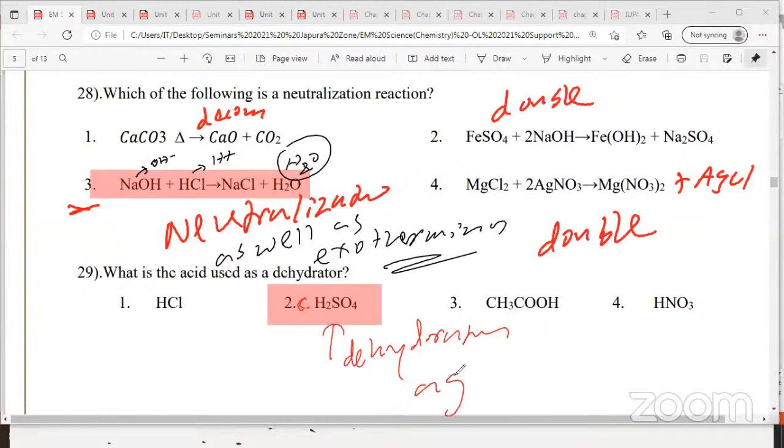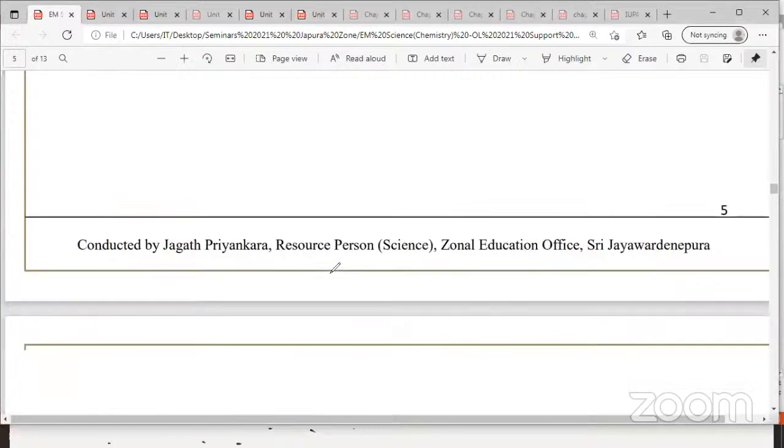If battery acid contacts your skin, you get burned. And if you put some battery acid into sugar or glucose, it becomes like black powder because of removal of water. Only carbon will be left. Hydrogen and oxygen from glucose go out as water vapor. Question number 29 answer is second. Question number 28, third. I'll erase the screen. Next one, question number 30.